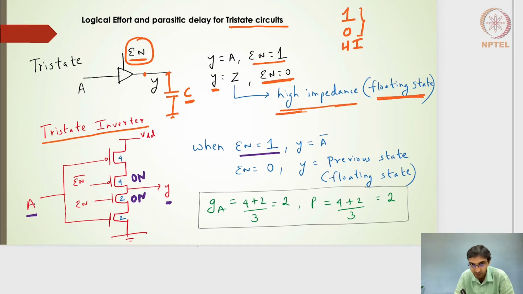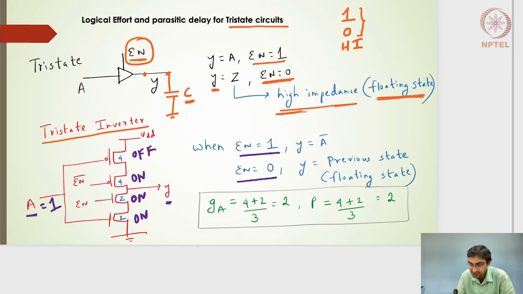This output is going to either charge to VDD or discharge to 0 based on the input A. If input A is 1, this will be on and this will be off, so I will have my output discharge to ground. If input is 0, this transistor will be off and the PMOS will be on, and then I will have my output charged to VDD, right?